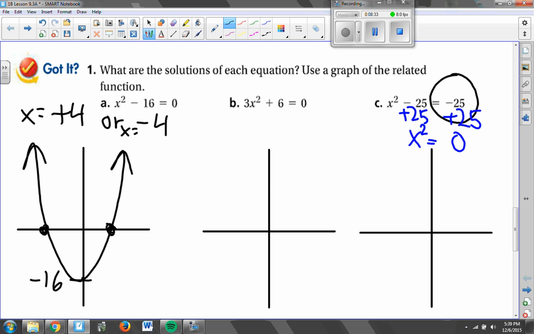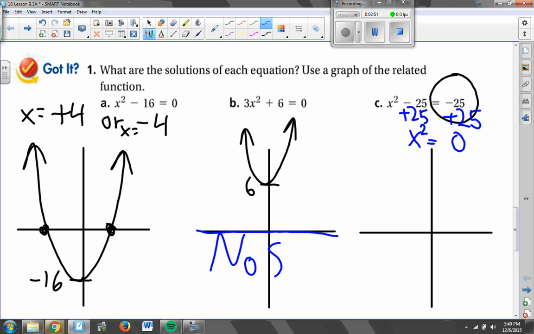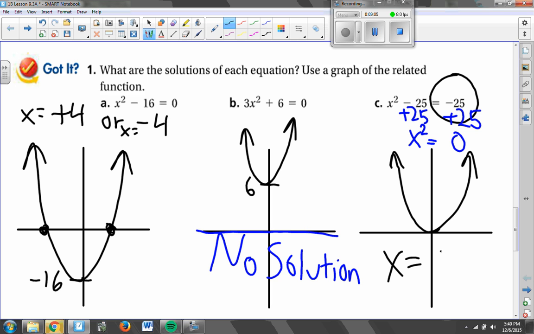Now this one here, 3x squared plus 6. There's 6, and my graph would look something like this. This never crosses my x-axis, never gets down here to my x-axis. So this is no solution. And finally, I hope you confirmed to yourself that when we have x squared equals 0, our graph looks like this. It has one solution, x must equal 0.